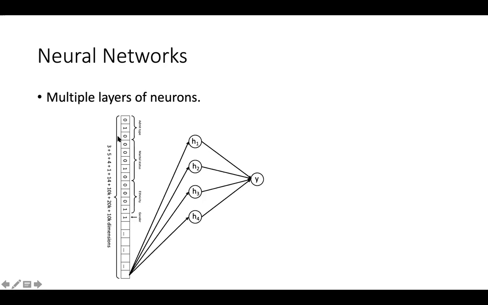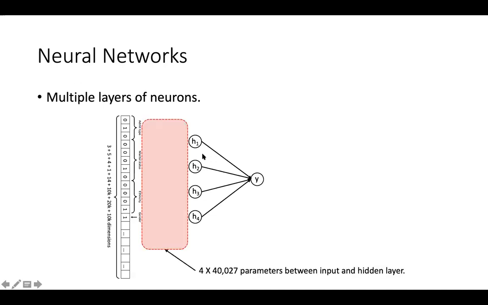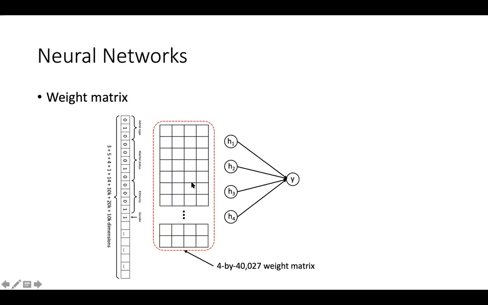So out of all the individual features in 40,000 dimensional space, they are all tied to 4 weights, each weight corresponding to a single neuron in the hidden layer. So there's a 4 by 40,000 set of parameters between input and hidden layers. This is all very obvious stuff. It means that there is a 4 by 40,000 dimensional weight matrix, right?